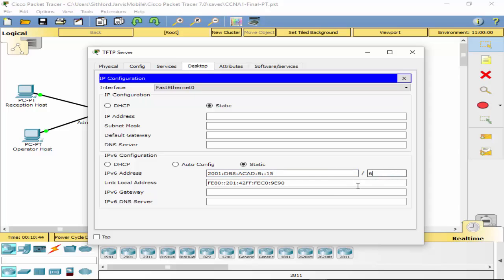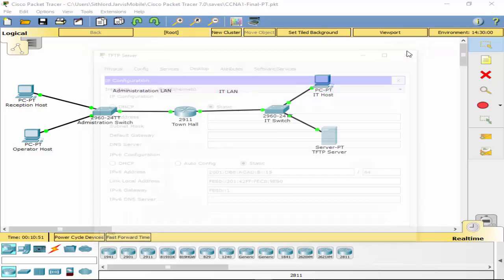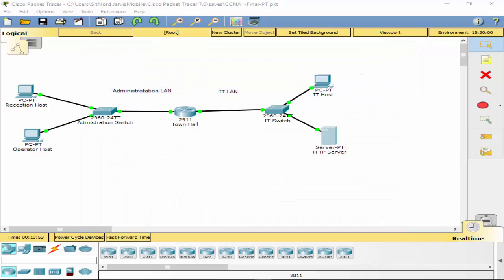But anyways, 64. FE80::1. Alright, so that's our IP version 6. So now we get the fun stuff.